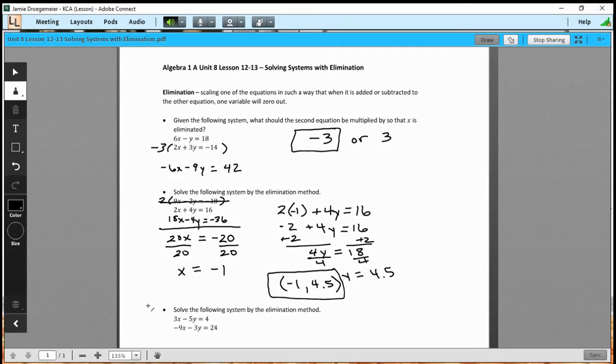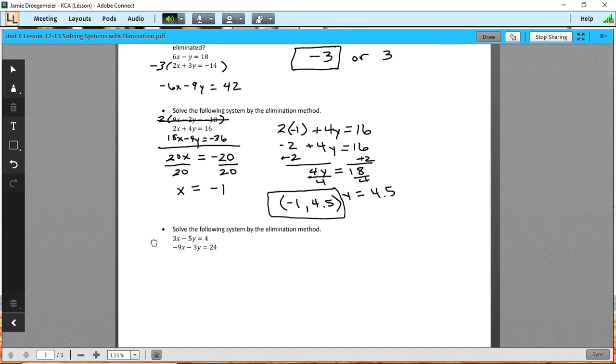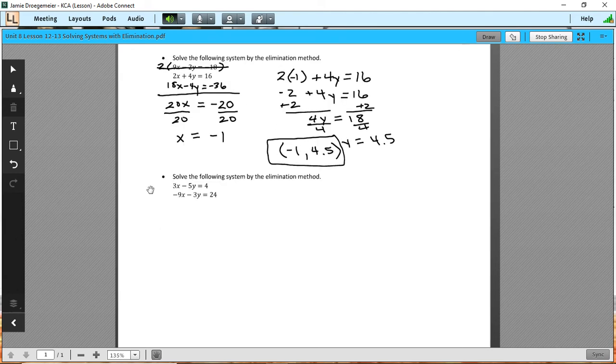All right, one more problem here. Let's scroll down to this last one. We're going to solve this one as well using elimination. So looking at our variables, notice that the y's, there's not something I can multiply one equation by. I'd have to multiply both of them. But on that x variable, if I multiply that first equation by 3, it would be 9x here. So I'd have 9x and negative 9x, which would zero out. So I'm going to multiply this equation by 3.